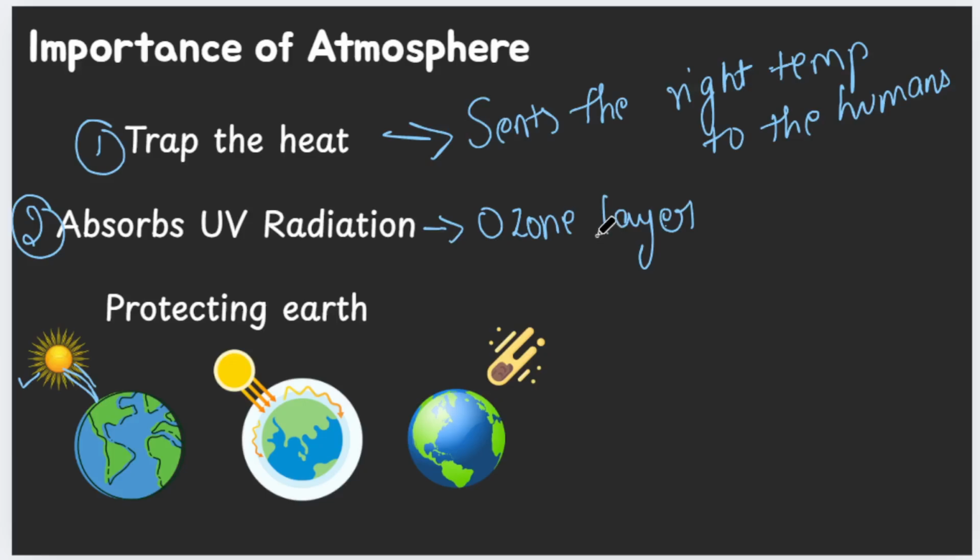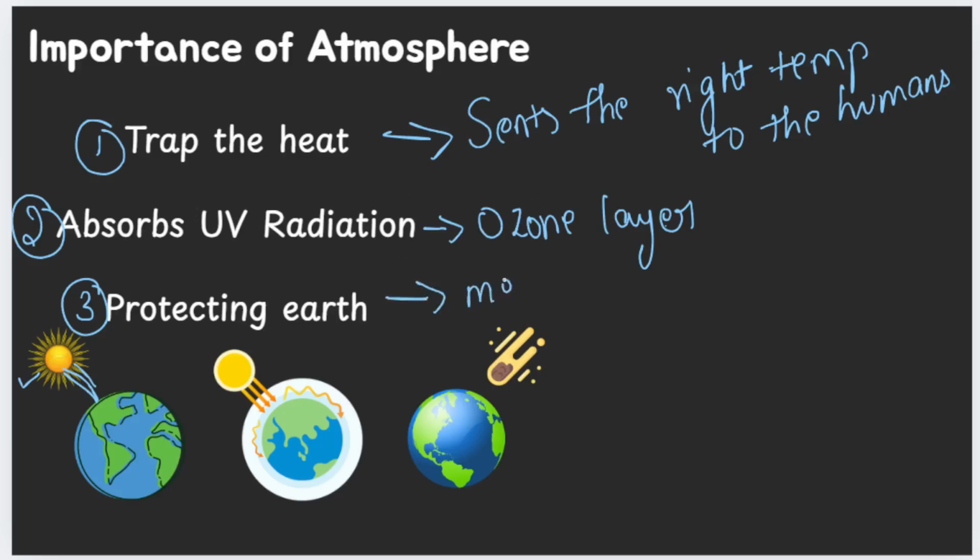Okay, fine. First thing is it traps the heat. Second one is it absorbs all the harmful UV radiation. Which layer? Ozone layer. Okay. Then the third one, protecting earth. What does protecting earth mean?